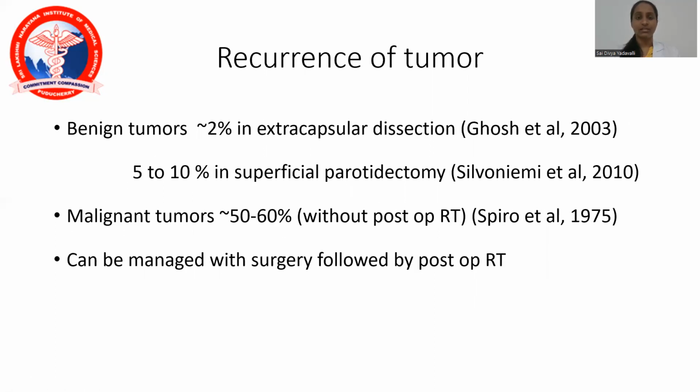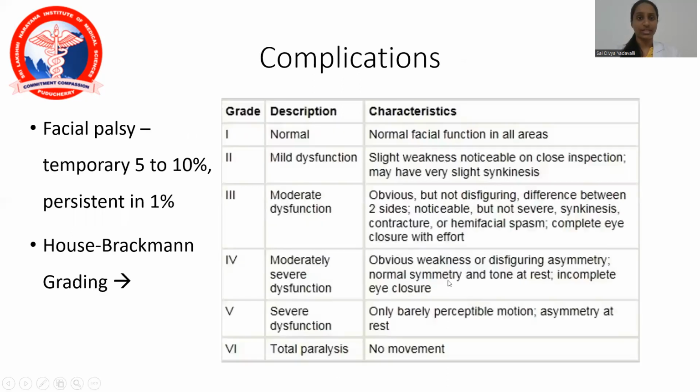Tumor recurrence is seen in 2% in benign tumors which undergo extracapsular dissection and 5 to 10% in superficial parotidectomy. In malignant tumors without RT, recurrence is quite high, up to 50 to 60%. Recurrence of tumors after surgery can usually be managed by postoperative radiotherapy.